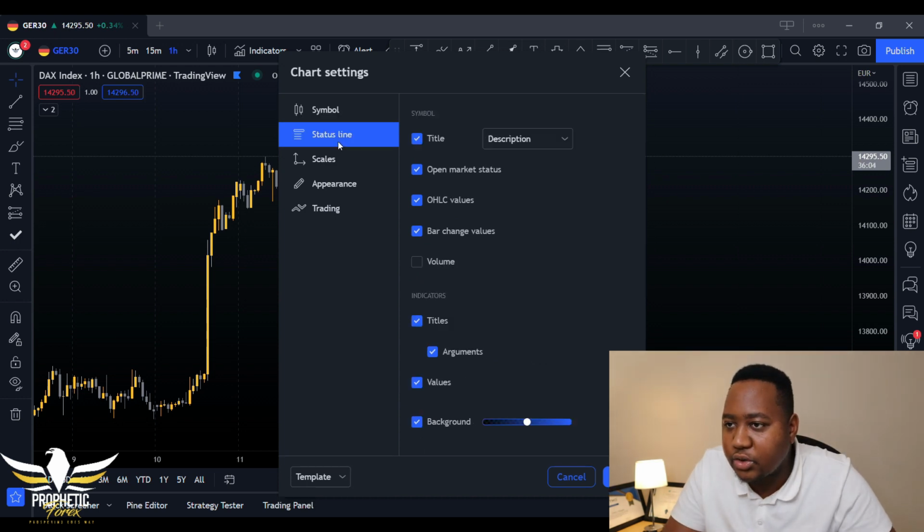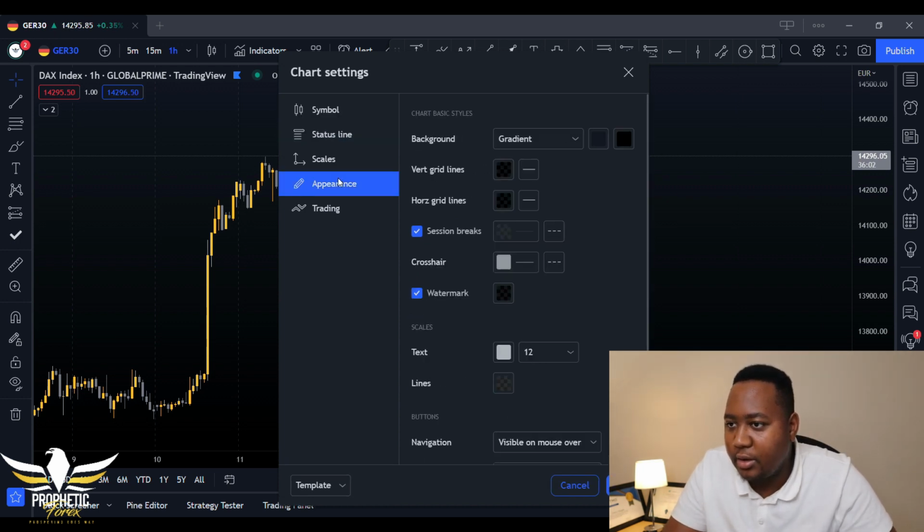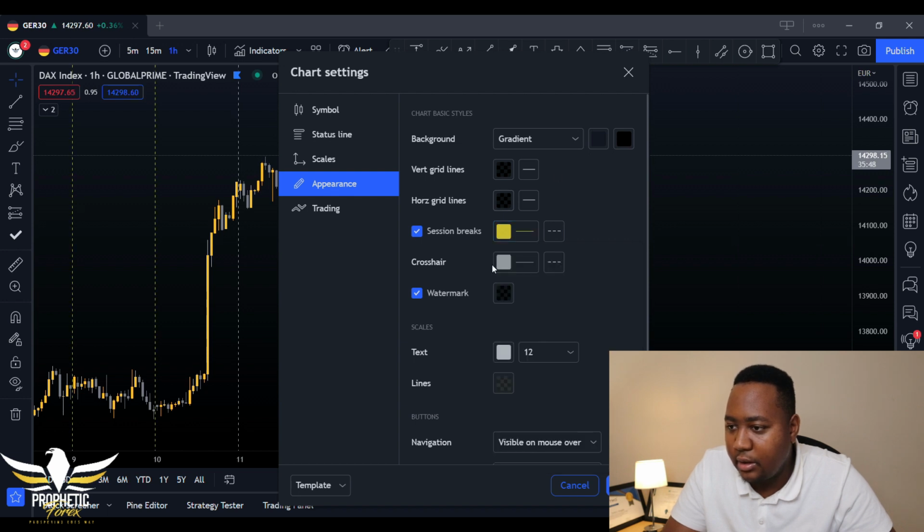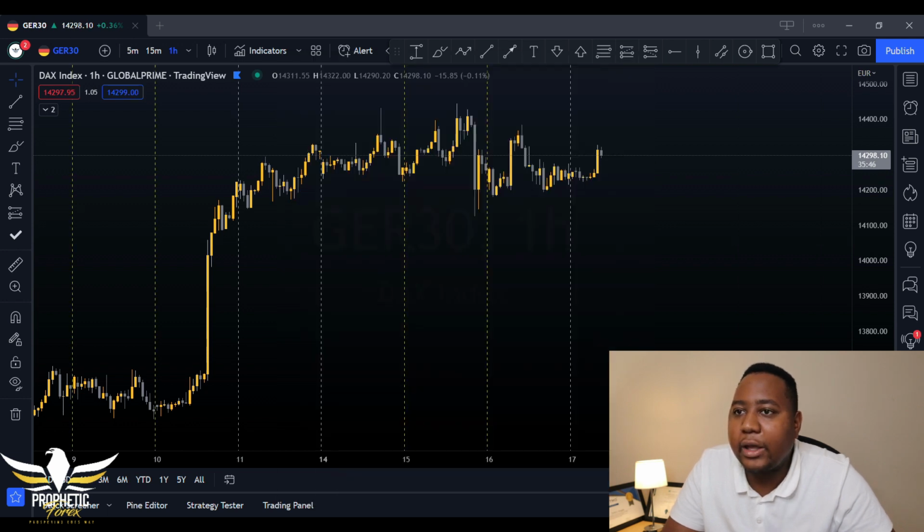I want us to go to appearance over here. Okay, and where it says session breaks, I have already done it, so just tick it there and you can make the intensity even more. So just make it more visible so that you can see. Okay, there we go, and you can say okay. Now it gives you these period separators, or what we call session breaks.